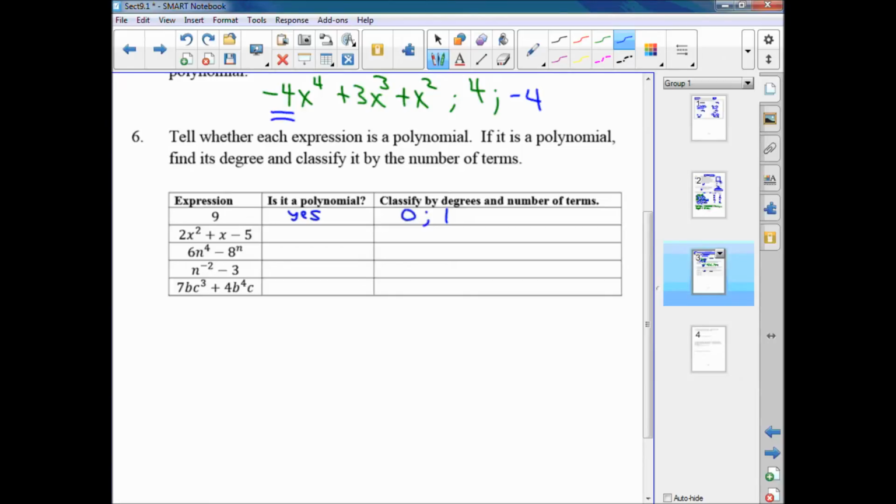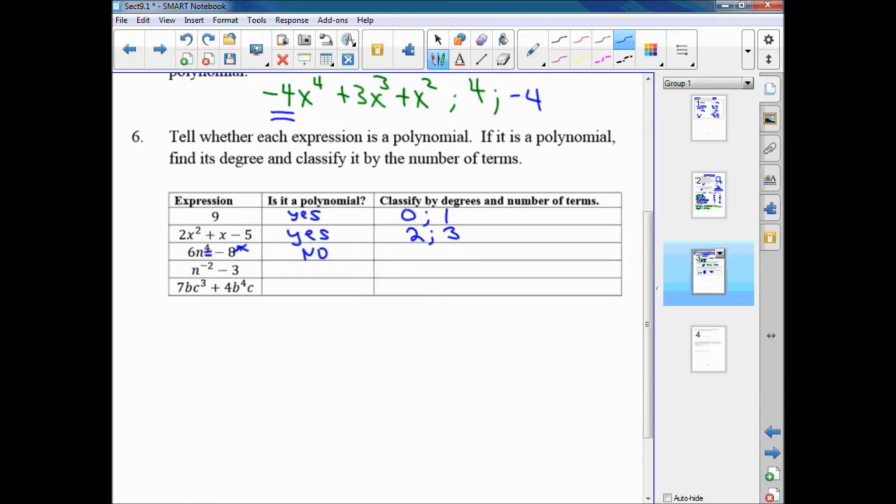Number 2 here, 2x squared plus x minus 5. Is it a polynomial? Yes. Classify it by its degree. Its degree is 2. And then how many terms does it have? It has 3 terms. Next, 6n to the 4th minus 8 to the n power. This is not a polynomial. To be a polynomial, it can only have integer exponents, actually whole number exponents, not even integers. So a variable exponent is definitely not good.